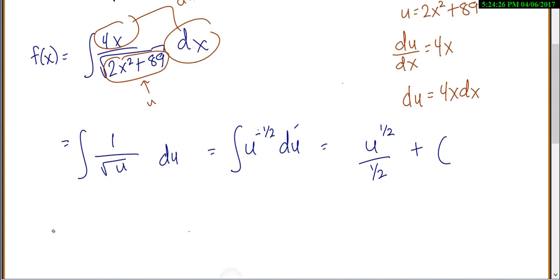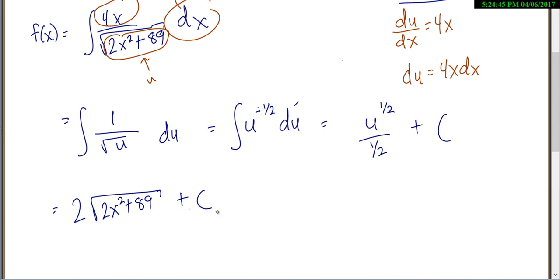So at this point, let's rewrite this. Dividing by 1/2 is the same thing as multiplying by 2. And instead of u, let's go ahead and put what u is back in. So this will be 2 times the square root of 2x squared plus 89, plus c.